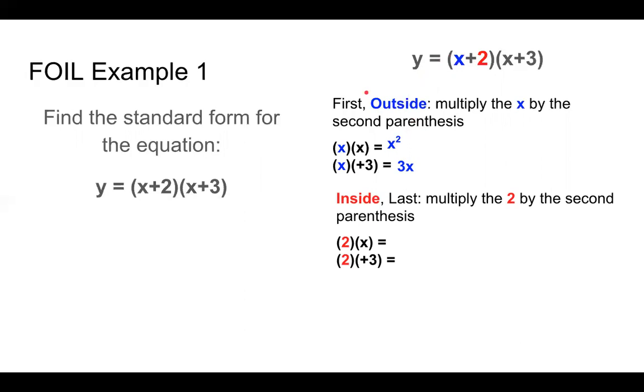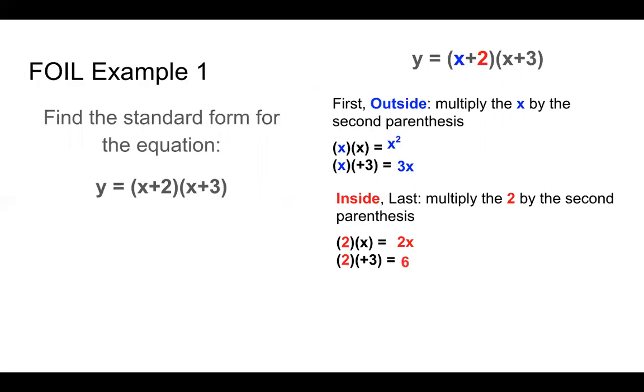First, outside, inside, last. That's where FOIL comes from. So I'm going to take that 2 and I'm going to multiply it by the second parenthesis. So I'm going to have 2 times x, because x is that first number in the second parentheses, which should make 2x. And then I'm going to take this 2 and I'm going to multiply it by the positive 3. 2 times positive 3, which should be positive 6.